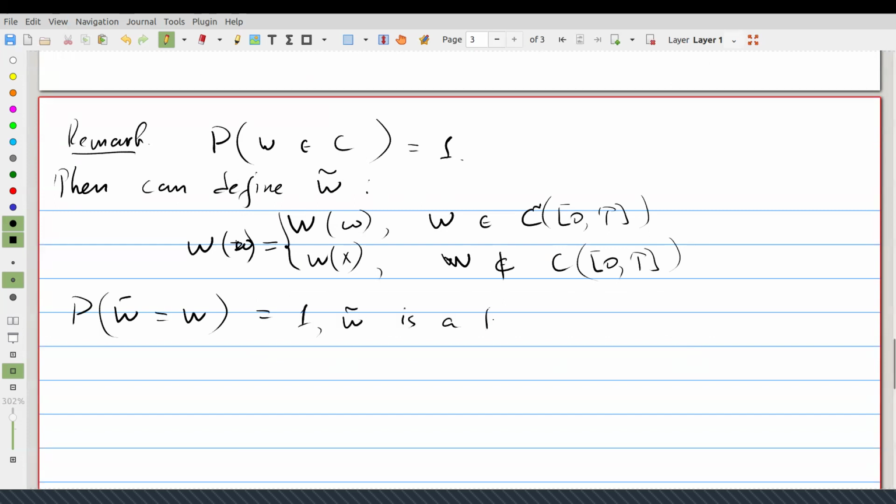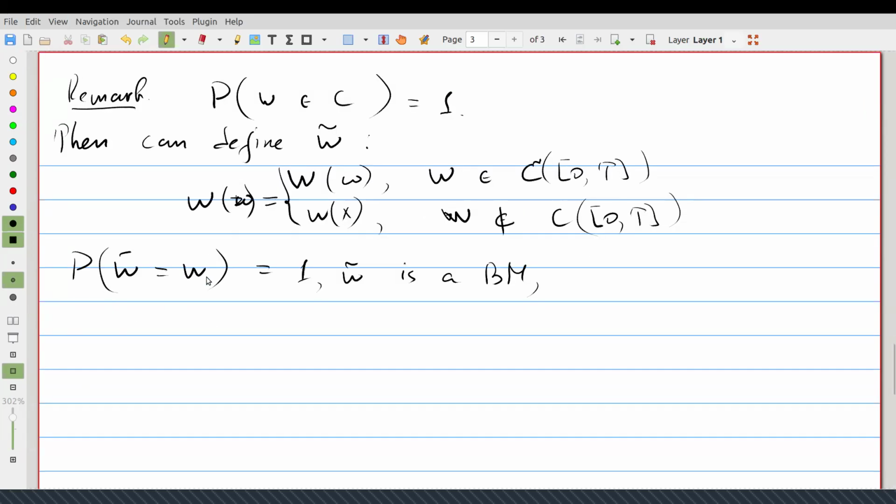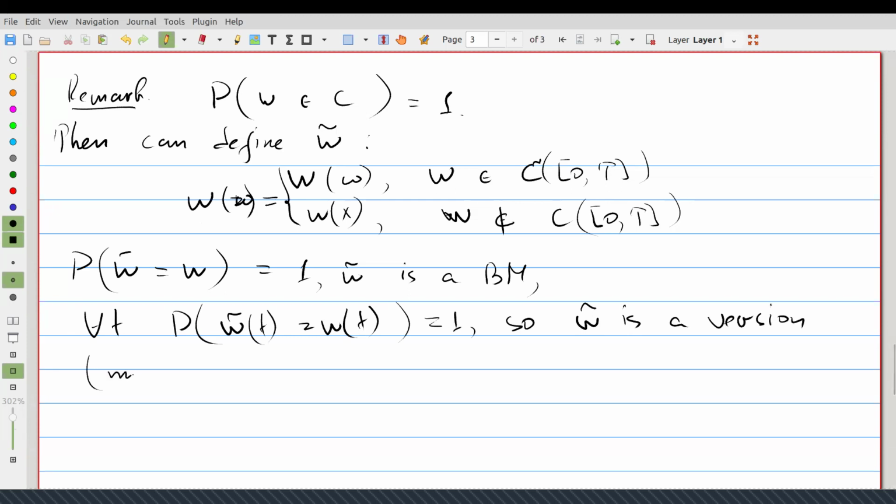So then obviously we have W̃ equals W with probability 1, and W̃ is a Brownian motion. In particular, finite dimensional distributions are exactly the same, and we usually care about finite dimensional distributions, especially in the context of numerical methods. So one can say that for every t, the probability that W̃(t) equals the original W(t) is just 1, so W̃ is a version or modification. Two random processes that coincide for every t with probability 1 are called versions or modifications of each other.